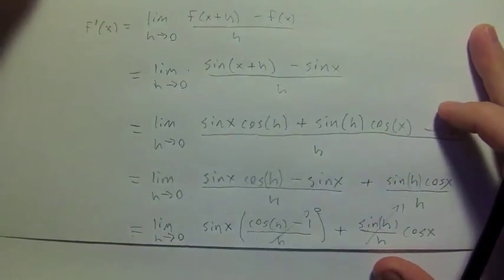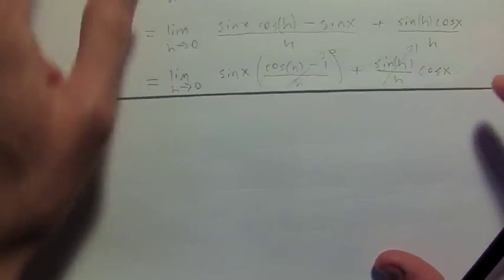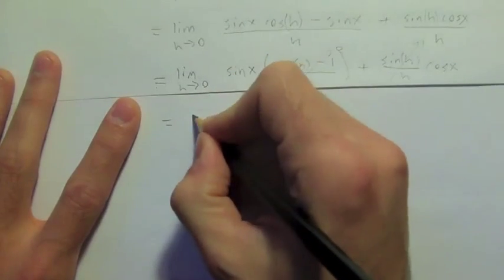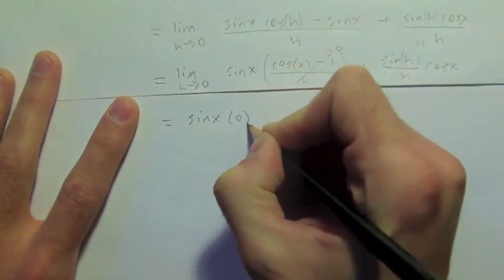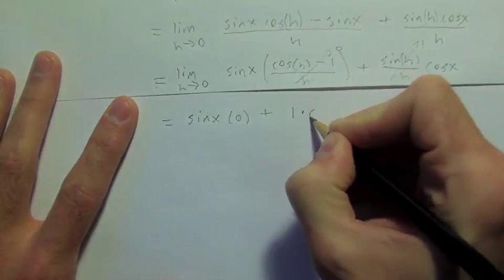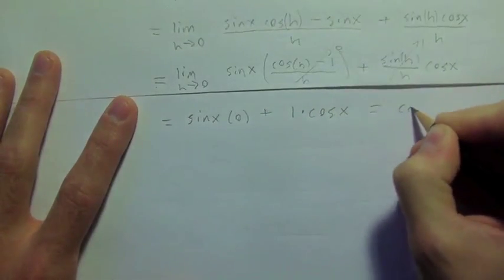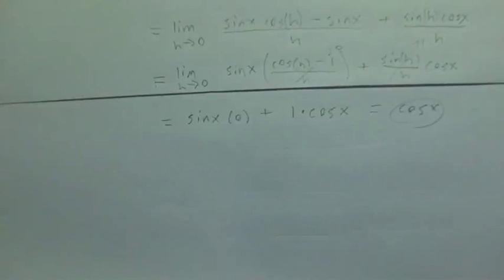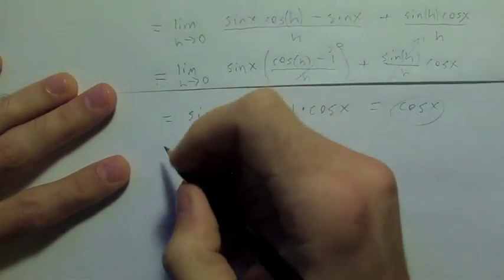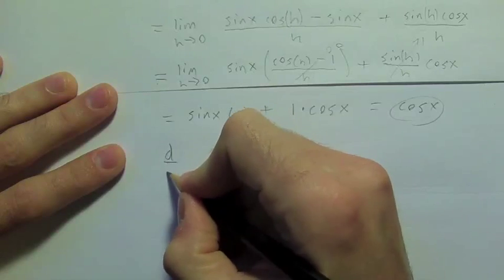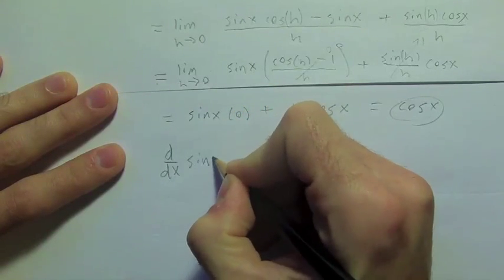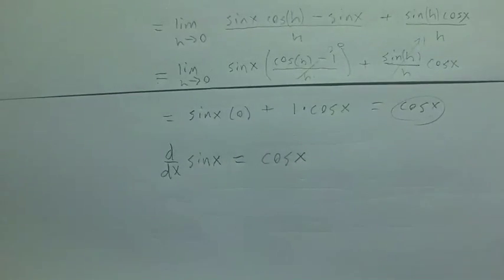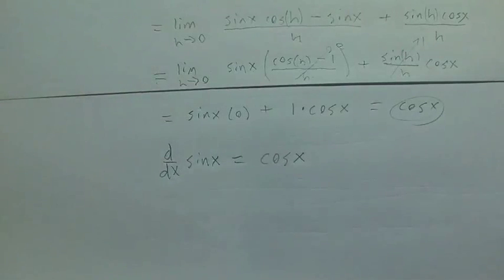Okay, so in the next step, this is sine x times 0. I'm just writing it out. Plus 1 times cosine x. Of course, this comes out to be cosine of x. So what we have found is that the derivative with respect to x of sine of x is cosine of x. So the derivative of sine is cosine.